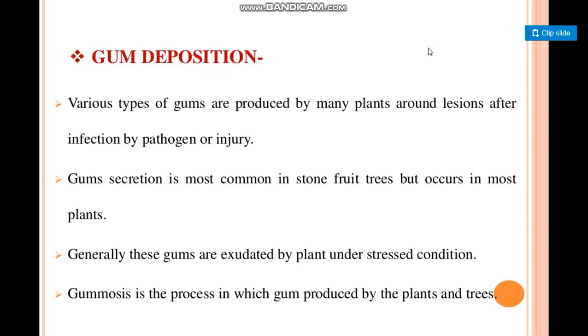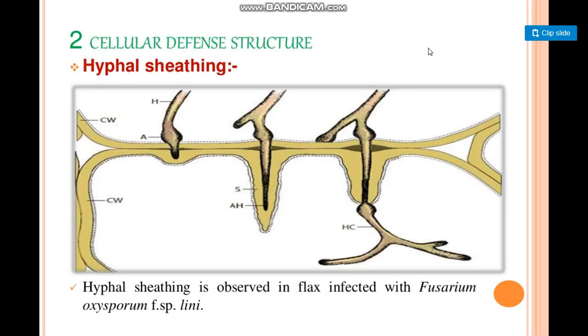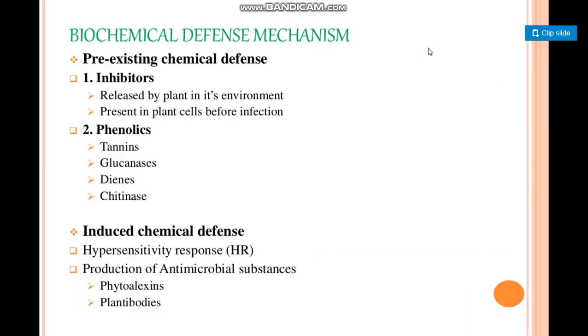Gum depositions: various types of gums are produced by many plants around lesions after infection by a pathogen or injury. Generally these gums are exuded by plants under stress conditions. Cellular defense mechanisms include hyphal sheathing, as observed in flax infected with Fusarium oxysporum.